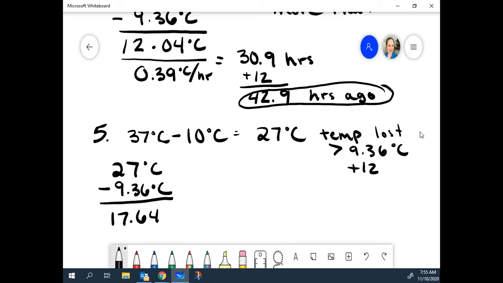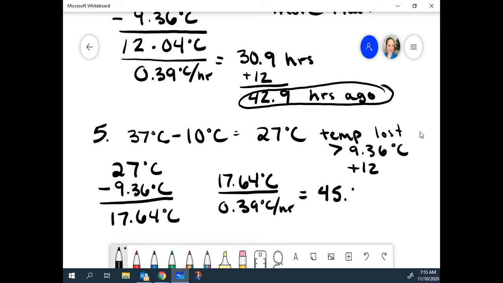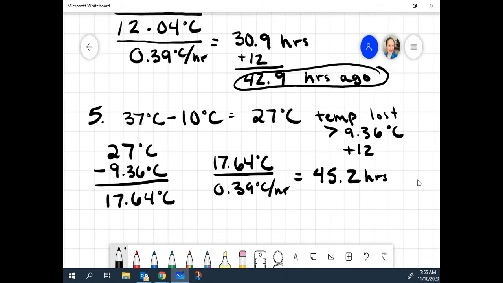17.64. Okay. So we got 17.64. Now we can divide by the rate of 0.39 degrees Celsius per hour. And what do we get? I think I'm getting 45.2. Is that what you got? 45.2. Am I done?